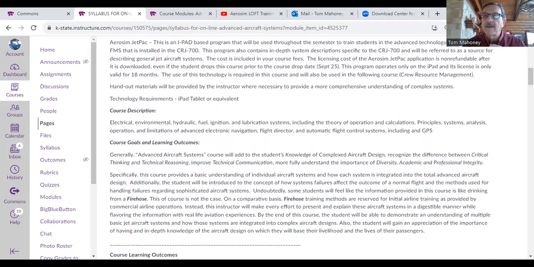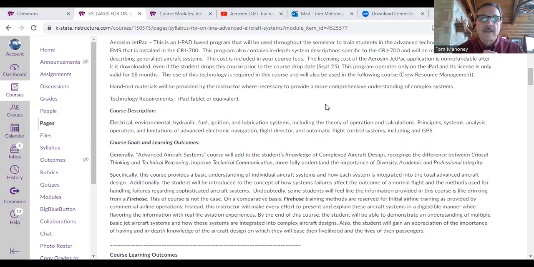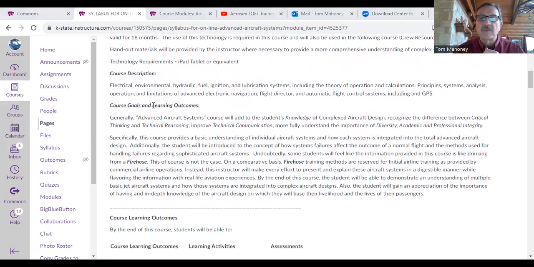Now, I'm going to read this real quick. This is the course description. What we're going to be involved with is electrical, environmental, hydraulic, fuel, ignition, and lubrication systems, including the theory of operation and calculations, principal systems analysis operation, and limitations of advanced electronic navigation, flight director, and automated flight controls systems, including GPS. That's right out of the book. That's what you read when you decided to sign up for this course. We're going to cover all that and more, maybe, or in more depth.